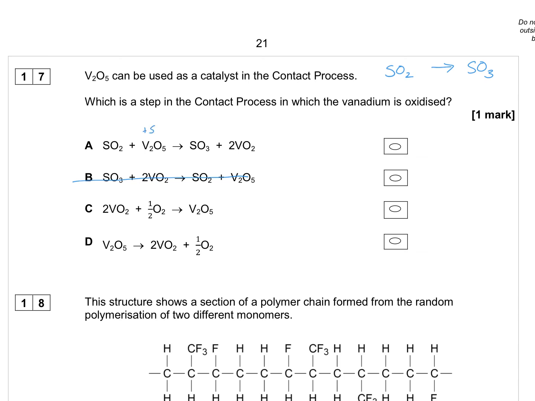And then if we look at the oxidation states in the different steps, so for A, we've got vanadium going from +5 to +4, so it's being reduced. And then if we look at C and D, we can see in D, again, it's going from +5 to +4, but in C, it's going from +4 to +5, and therefore in C, it is being oxidised.